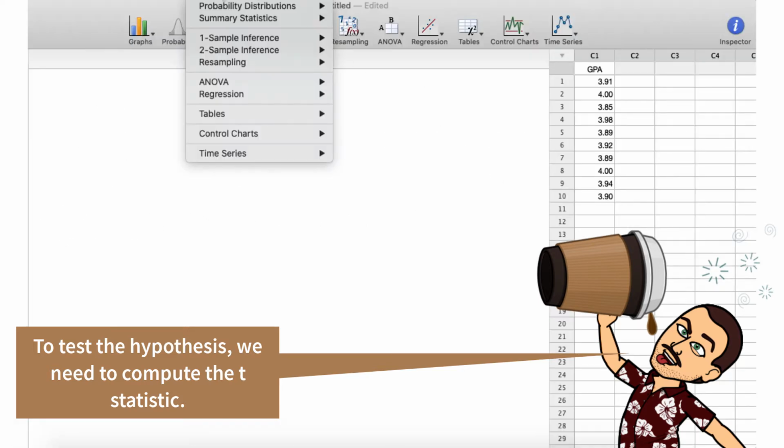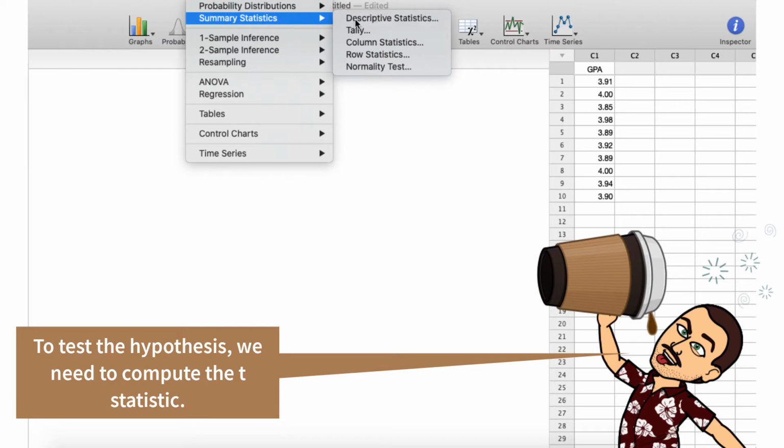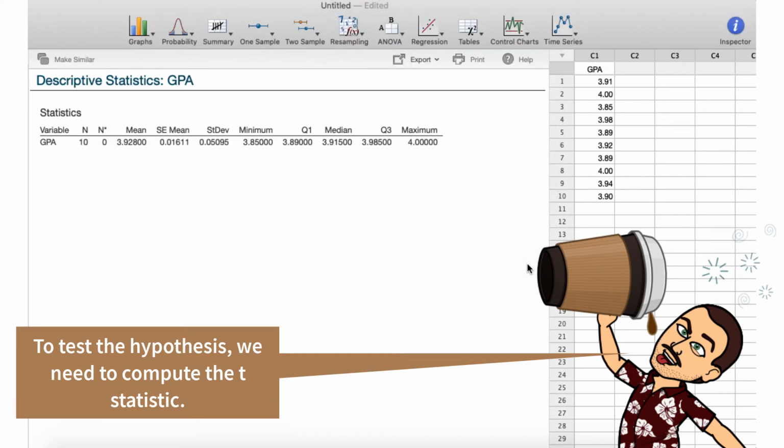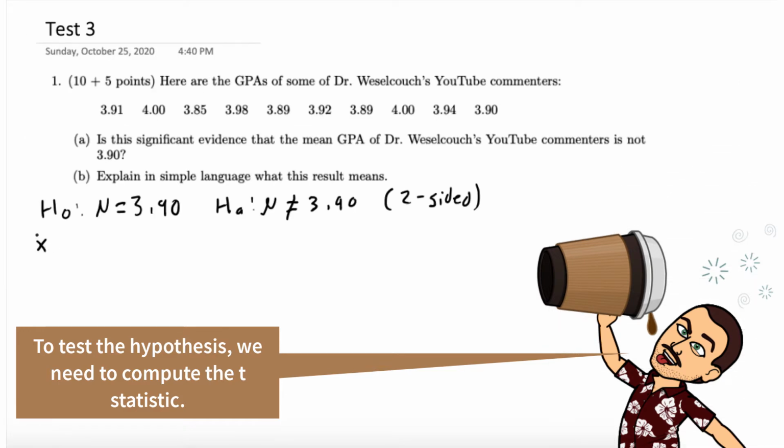We could go up to Statistics, Summary, Descriptive Statistics for our GPA that I already typed in. And you can see right there we get the mean and the standard deviation. So we see that X bar, our sample mean, is 3.928. S, which is our sample standard deviation, is 0.051. N, which is our sample size, is 10.